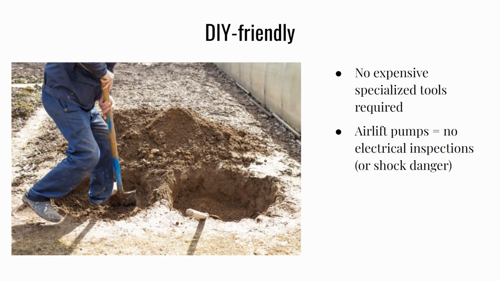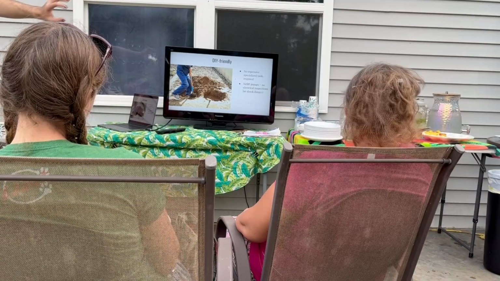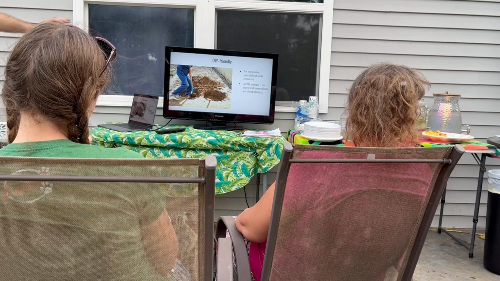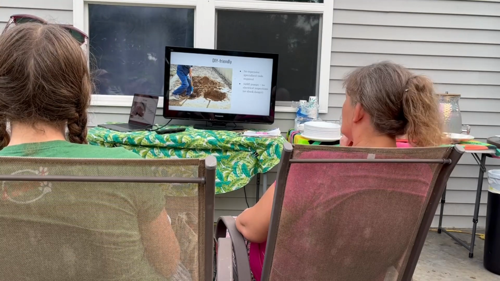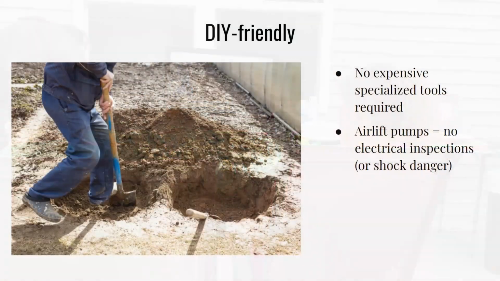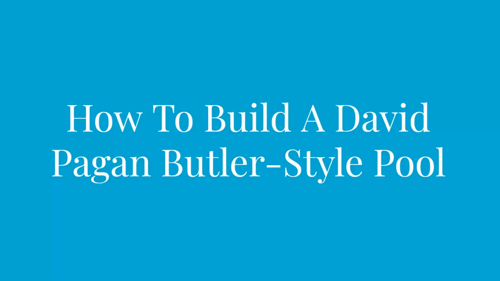The point is about the inspections, because the closest any electricity gets to the pond is right there. The rest is just an air tube that's going in. There's really no electrical shock danger. There's no need for an electrical inspection.